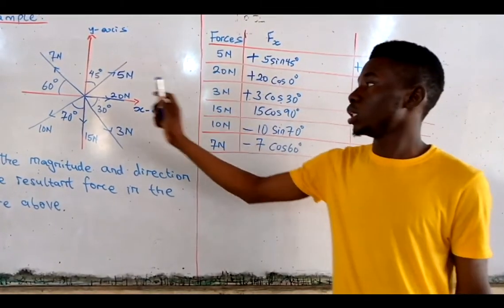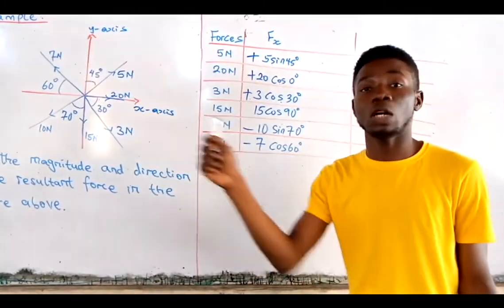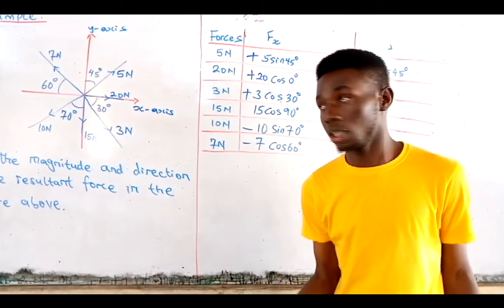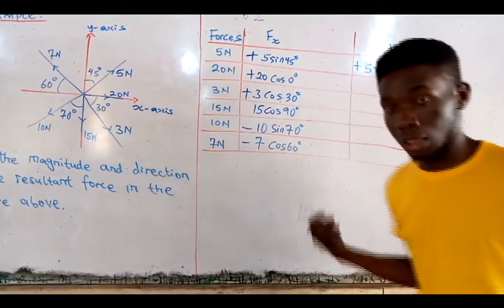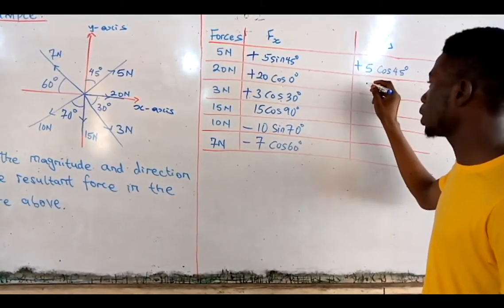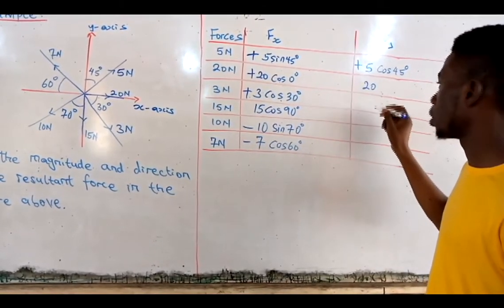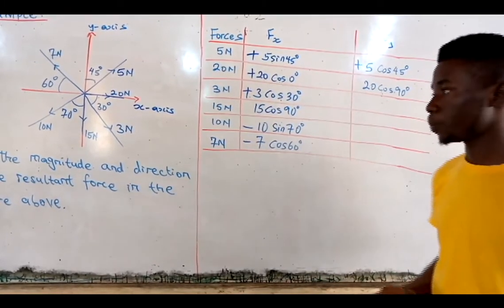Now, the angle between the 20 Newton force and the y-axis: because the x-axis and y-axis are perpendicular to each other, the angle between the 20 Newton and the y-axis is 90 degrees. So we put the magnitude, which is 20 Newton, then we use cos 90 degrees.